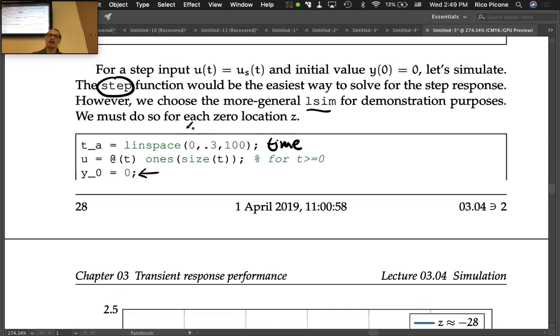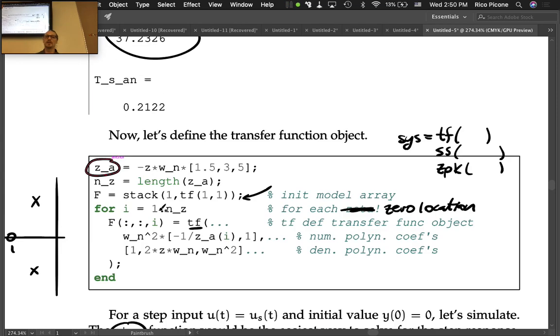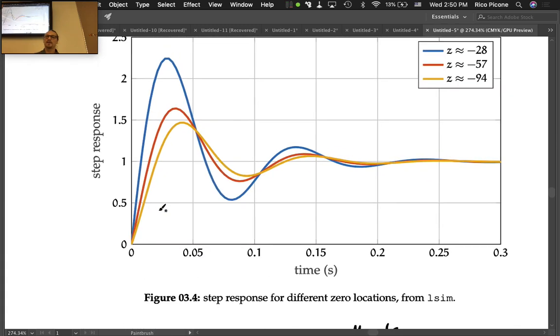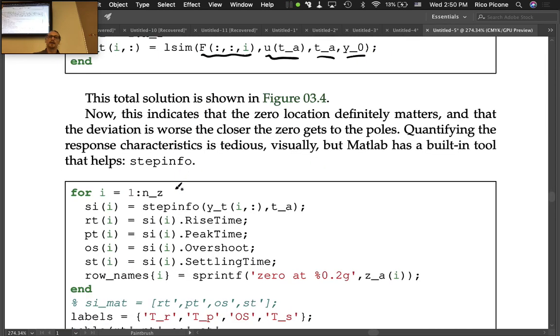Notice that our analytic response for the overshoot said it was going to be 37%. So this 0 is really screwing that up, right? It's messing up our percent overshoot estimate significantly. And it very much depends on the location of the 0. Okay, if you push that 0 further out, that approximation gets better. Okay? This indicates that the 0 location definitely matters and the deviation is worse the closer the 0 gets to the poles.